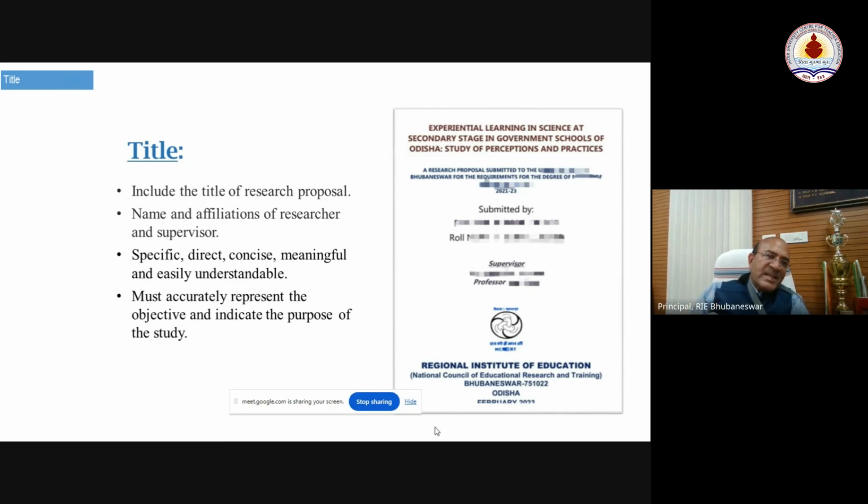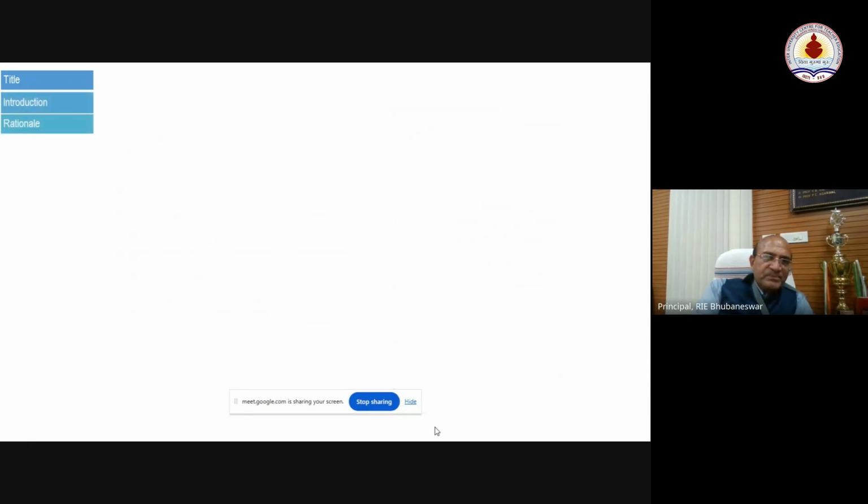And here it has been written: name and affiliation of research supervisor. But when a teacher is conducting research, there is no need of writing research supervisor. The researcher has to give his name. The title must accurately represent the objective and indicate the purpose of the study. So here it is very clear that I have to study perceptions and practices, right? So this type of title is to be emphasized upon.